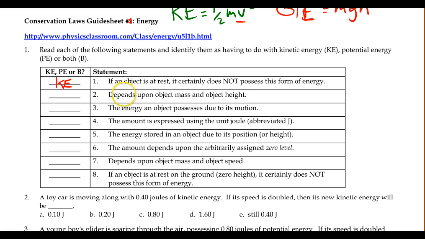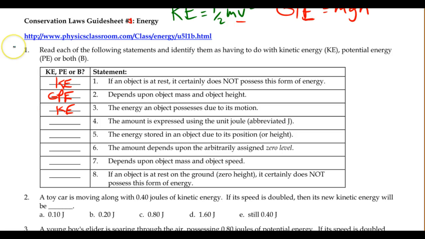Depends upon mass and object height. That's going to be your potential. Height is based on gravitational potential. The higher you are, the more energy you have. The energy an object possesses due to its motion. Again, the energy of motion is kinetic energy.